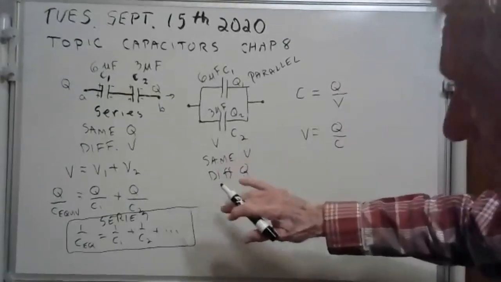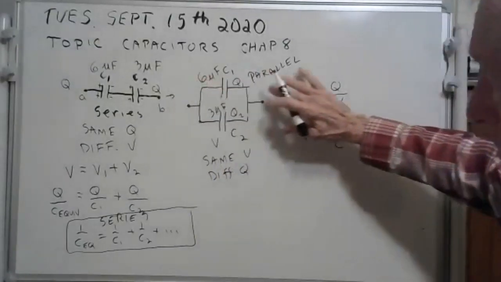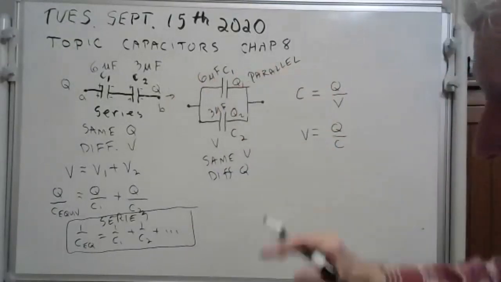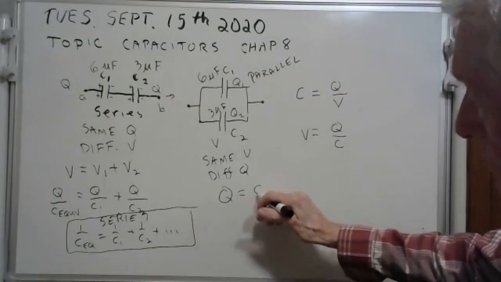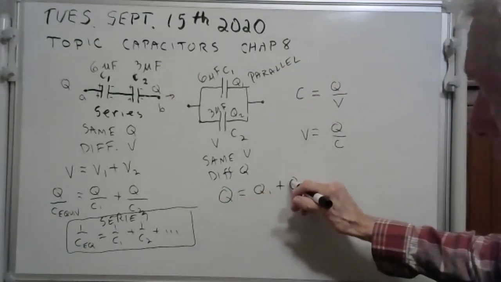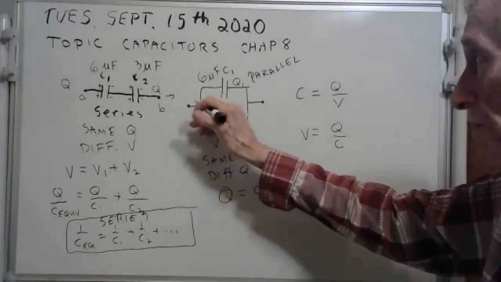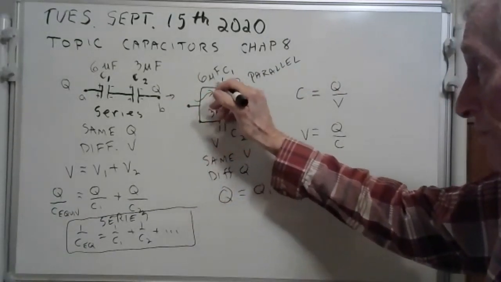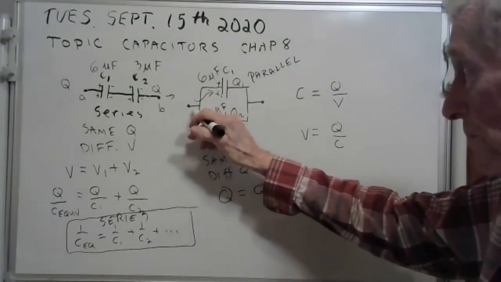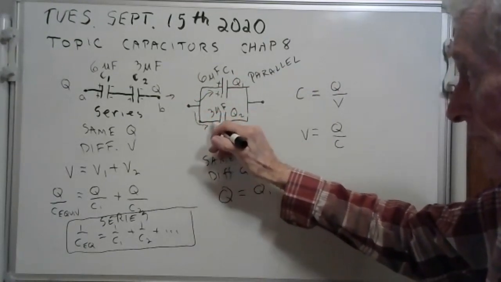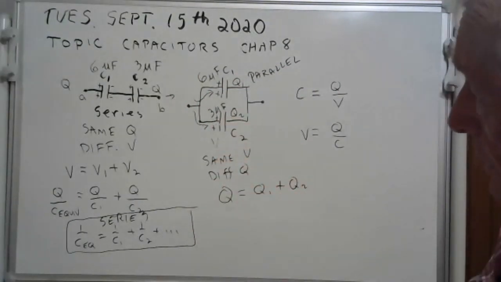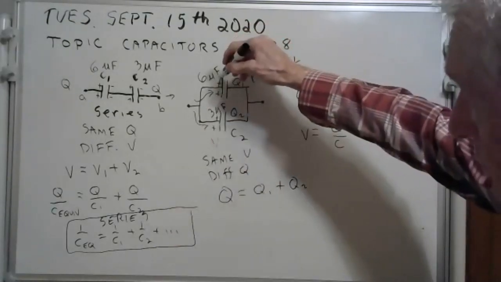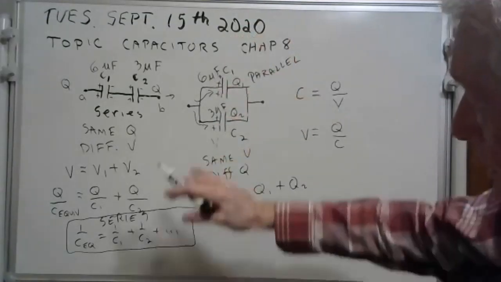Now in parallel, let's see if we can figure this out. The total charge coming into parallel capacitors like that would be the sum of the charges. Some of the charges come in here and go on this plate. But some of the charges come in here and they'll go on this plate. Okay, that makes sense. Since this has got a bigger capacitance, you probably have more charges on that plate than on that plate.